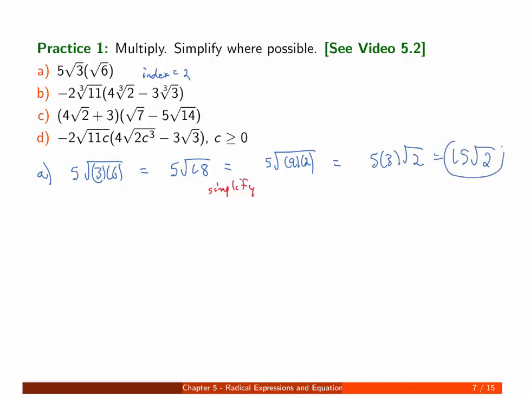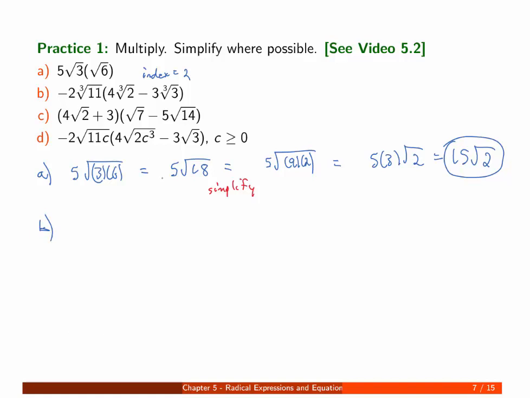It's kind of cool. Good exercise: type this in your calculator, 5 times root 3 times root 6. Then type in 15 times root 2, and you should have the same decimal expansion. If you don't, then I made a mistake, or you made a mistake typing it in.